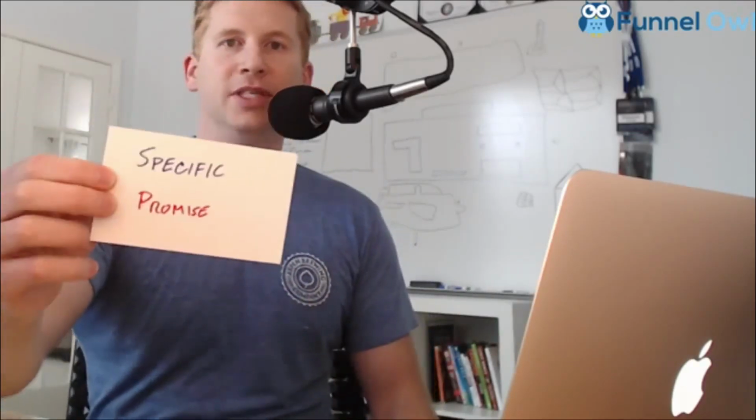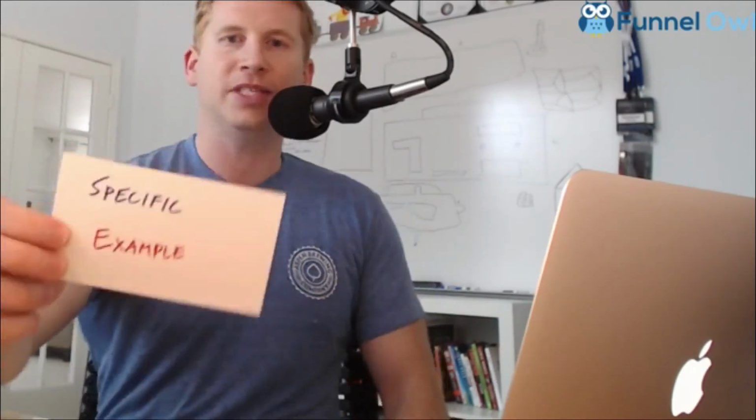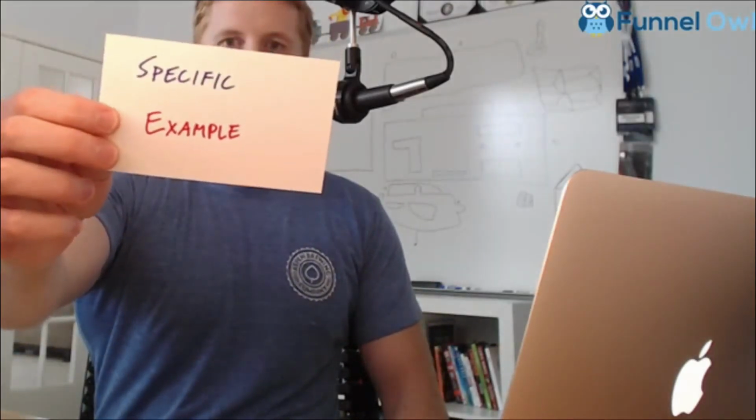Here's a morning routine. It's going to help you get out of bed earlier so that you can get your day started right and you'll be 10 times more productive, okay? That is an example of a specific promise that you can make. That's the first way. The second way you can be specific, a specific example, okay?